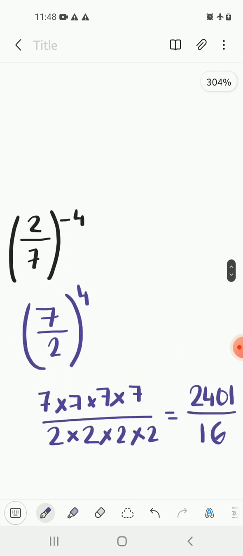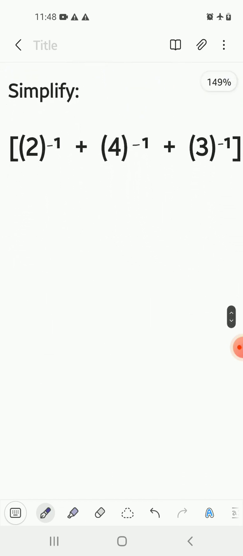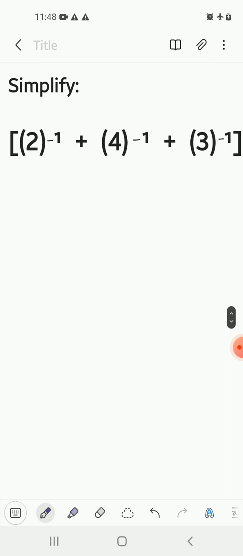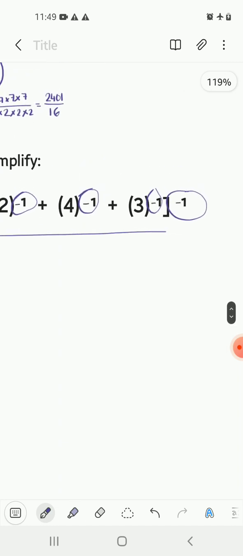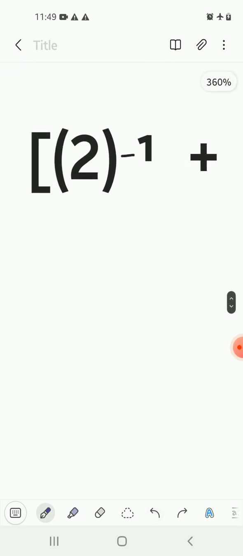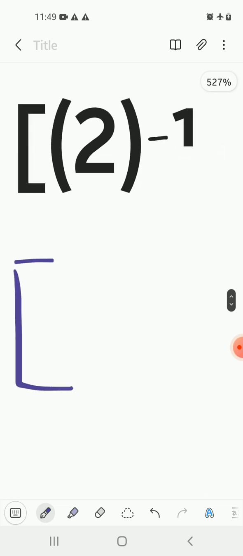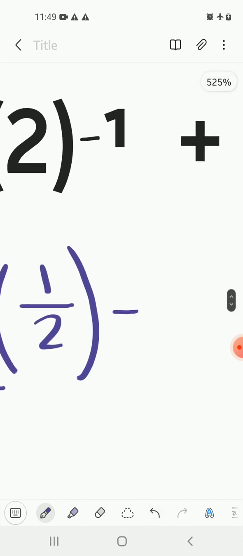Now we are going to simplify. My question given is this. Okay, it's a big one. We have to simplify it. It's very simple. First, spot the negative powers. Here there is a negative power, here there is a negative power, and here as well there is a negative power. And the whole thing is then to the power minus 1. So first we will consider the minus signs within the bracket. So open the third bracket and then write down 1 by 2. Why? Because there is a minus sign, so make a reciprocal of it. This to the power 1, anything to the power 1 is the number itself. So we can omit writing that.